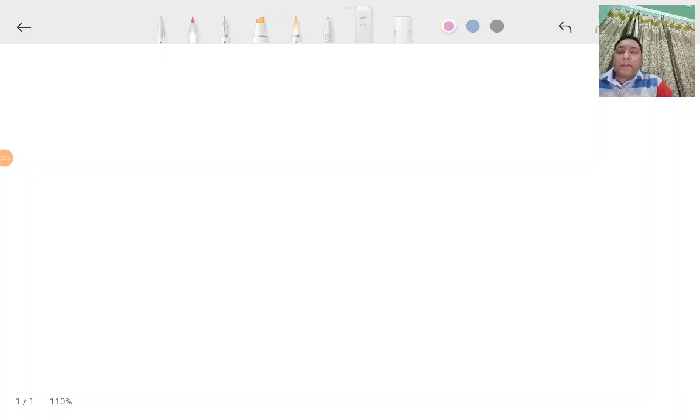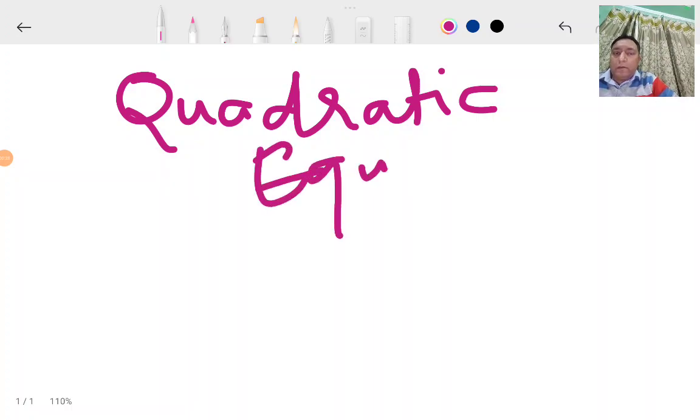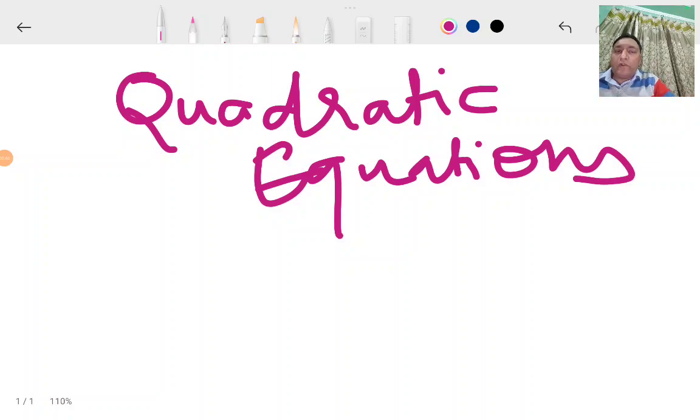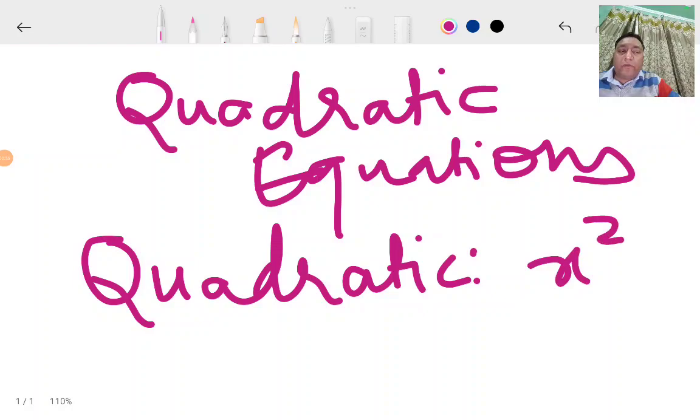Today's topic is quadratic equation, what we are going to learn about. Let's start with quadratic equations. What we are going to learn first is, what do you understand by the word quadratic? Quadratic means when there is a variable having a power of 2.